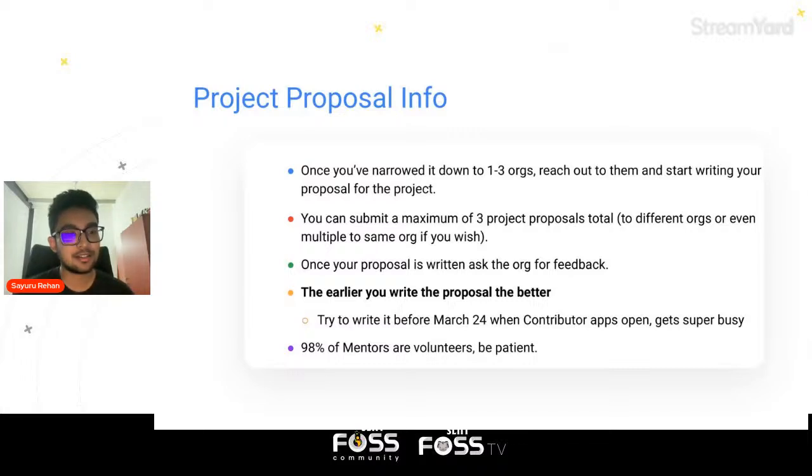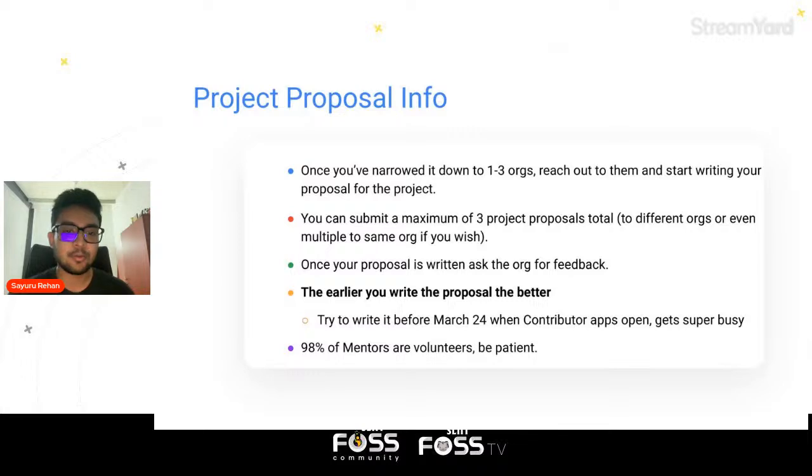Basically, once you selected the organization and the project topic you're interested in, what's next is to write the project proposal for it, right? Once you talk to those team members within the organization, you know what the idea is and you know what the requirement is. You can write down your project proposal and basically say, okay, this is my solution, this is what I'm going to do, and you submit that before April 8th.